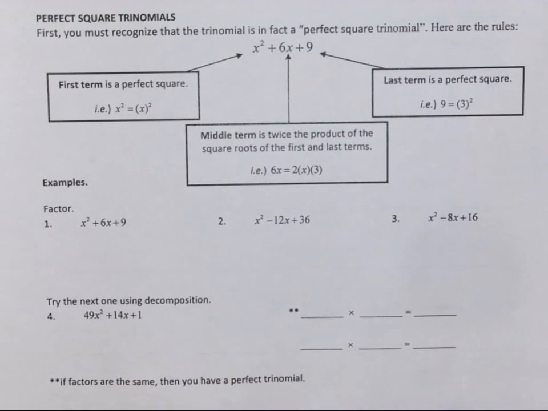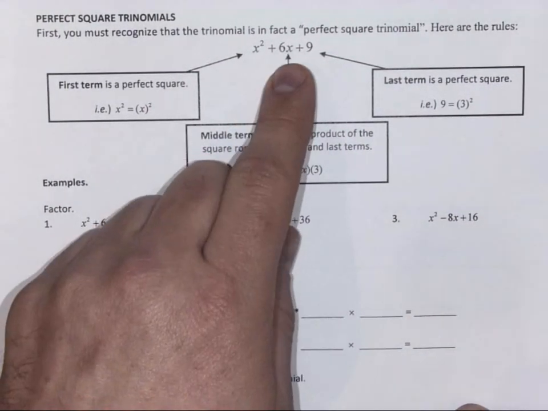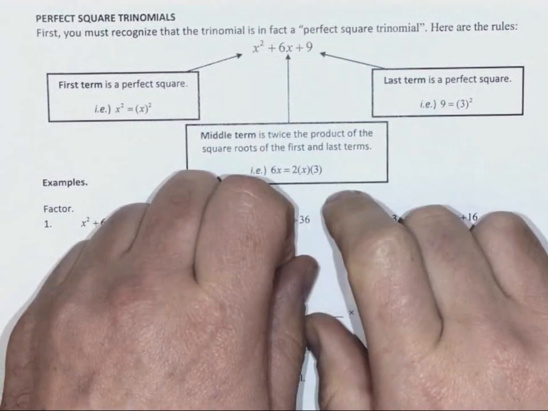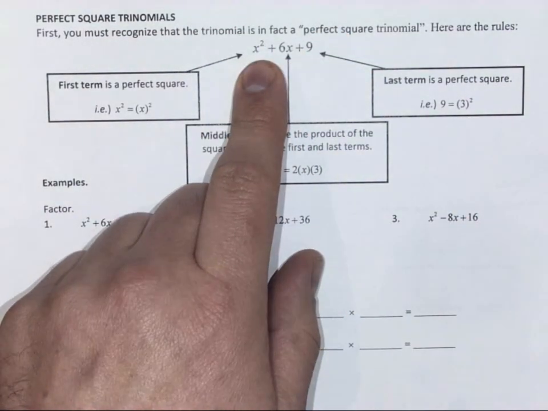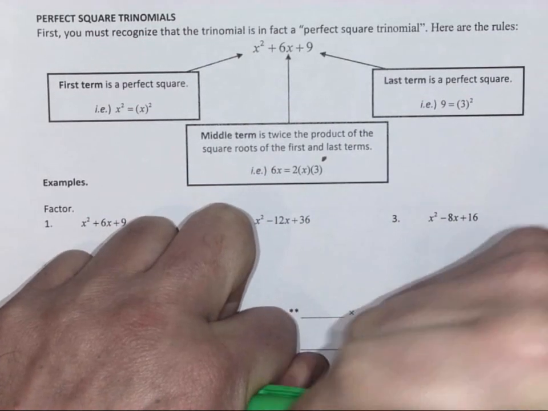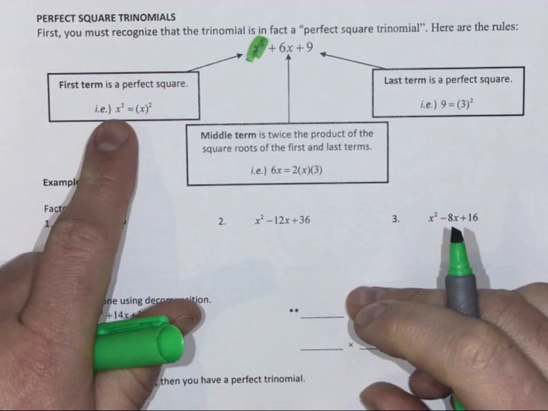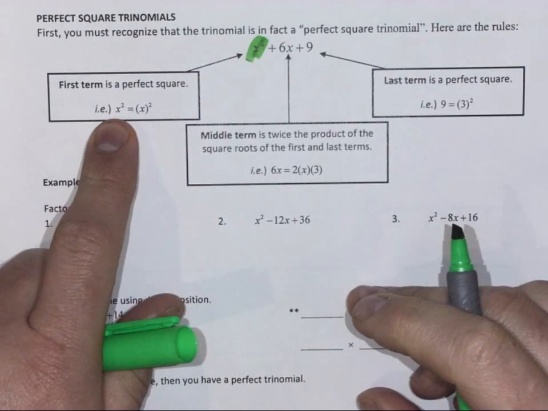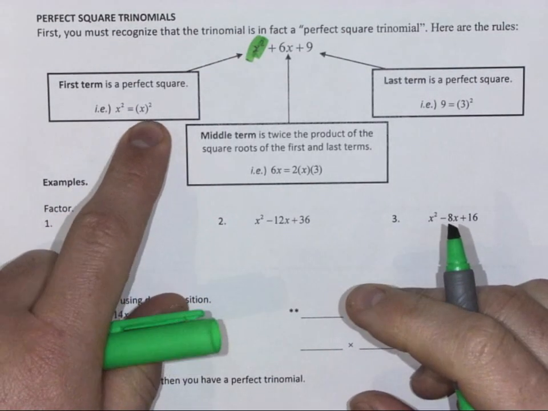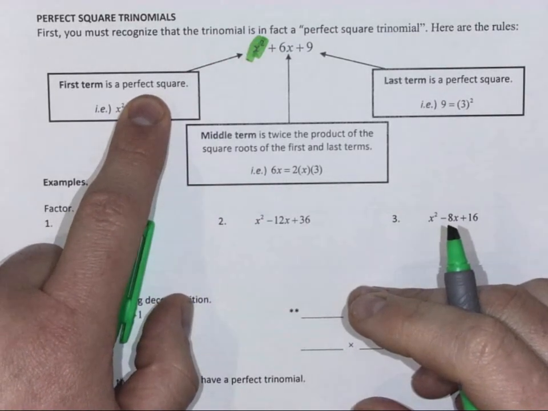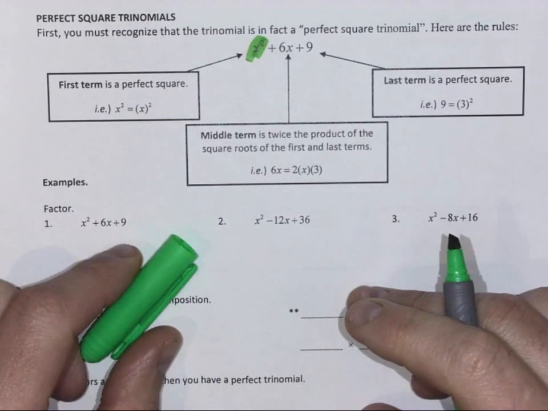Perfect square trinomials are hopefully ones that you can recognize. This is when it's already been expanded and collected. So when we look at that first term, we want to see, is that a perfect square? In this case, can I take the square root of x squared? Yes, it's x. To get there, I'm going to square it.